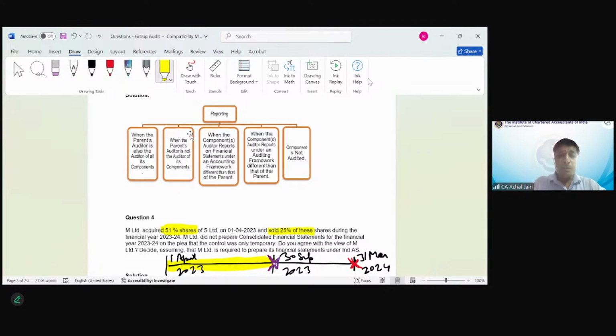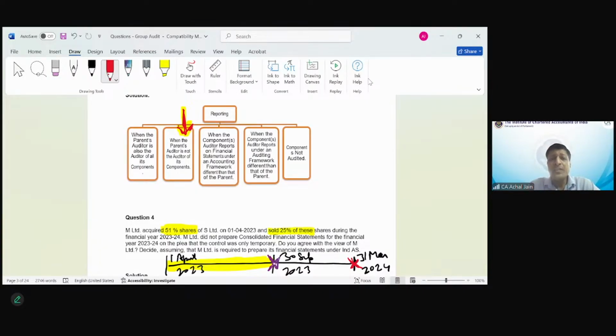Second, when the parent auditor is not the auditor of the component. Okay, so this is the situation when the two auditors are different at two places. So that's where the audit report on CFS will have this specification, meaning who has audited the components. Again, considering the size. So this explanation is covered. We'll talk about how you include it.